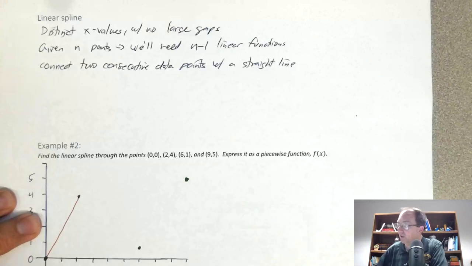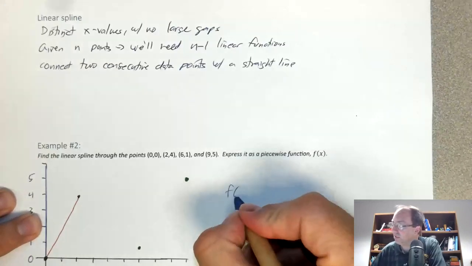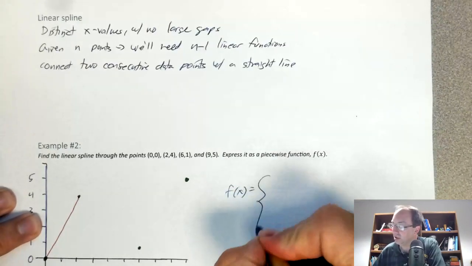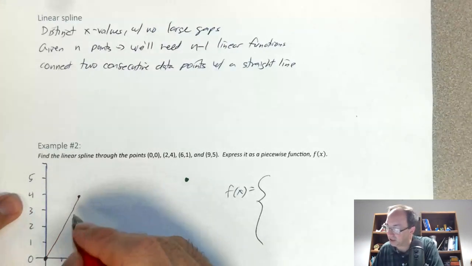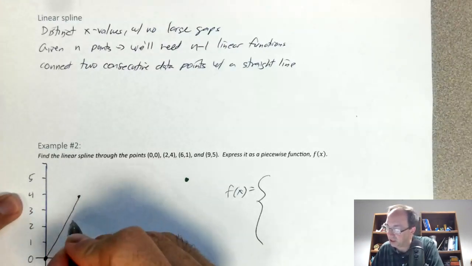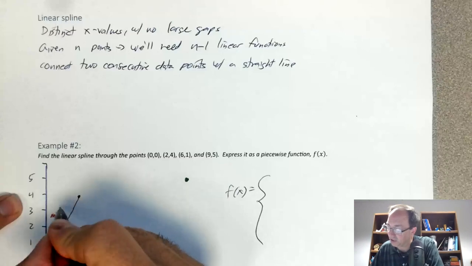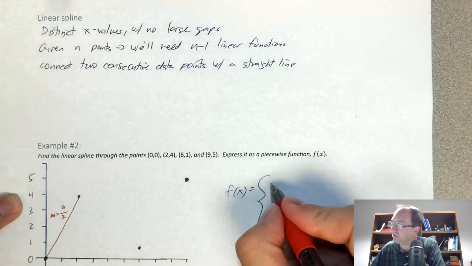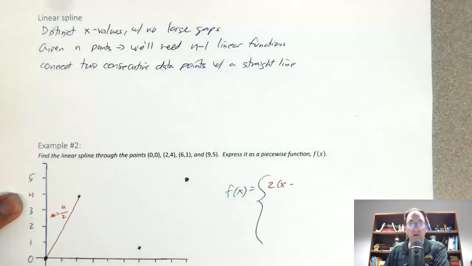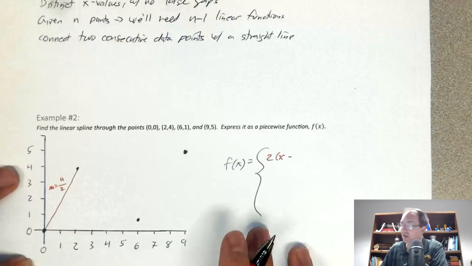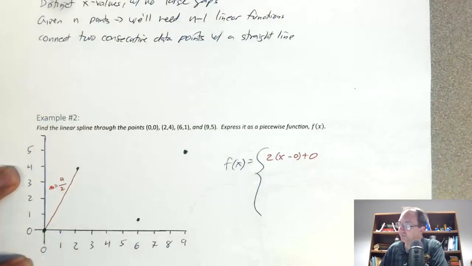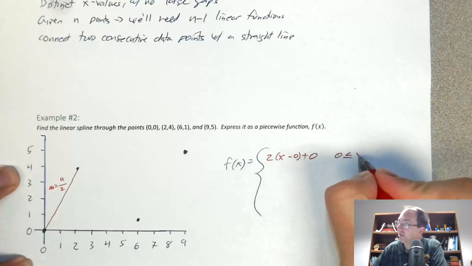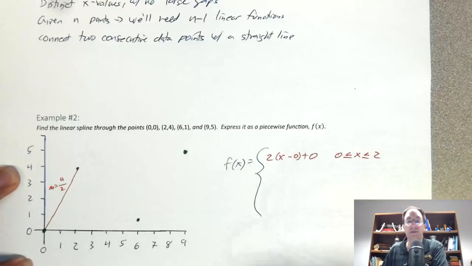And in fact, I can go ahead and define that function, because we know the slope, right? The slope is just rise over run, which from here to here would be a rise of 4 and a run of 2. So that's just 2 times, and I'll use the point slope form of a line. So (x minus 0) plus 0. And that's going to be valid when x is between 0 and 2.